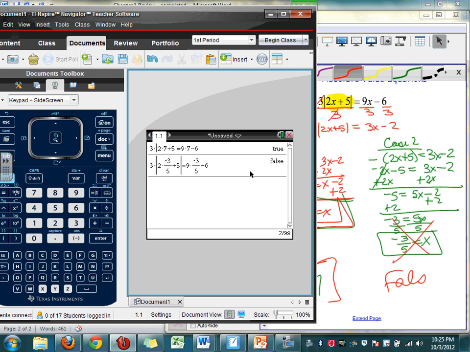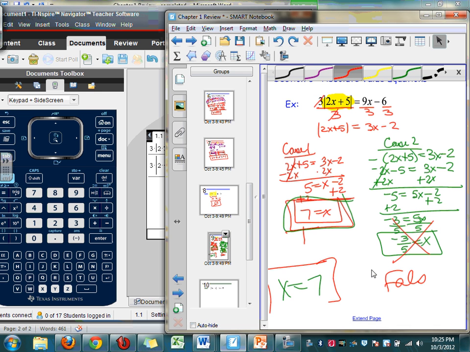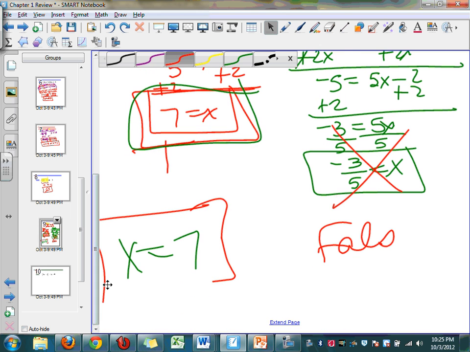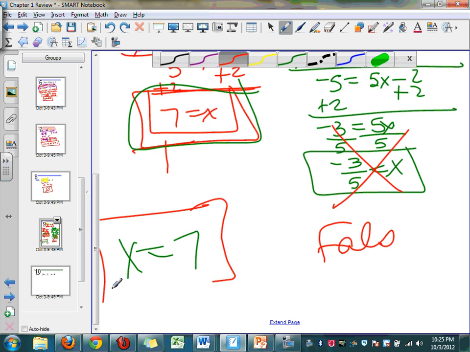So if I were you, I would gloat a little bit. Now we know how to check our extraneous solutions on the calculator, and I know that the only answer that I'm going to have is going to be x equals 7.